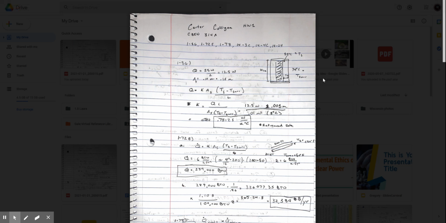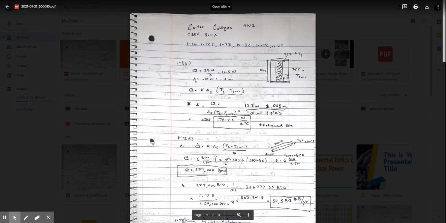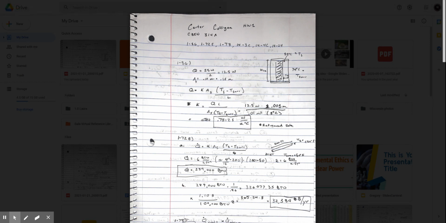In the first problem, you have a heat source that's between two walls, and it wants you to find the thermal conductivity coefficient K. In order to find that, you're going to use the thermal conductivity formula, which is Q equals K times the surface area times the temperature gradient. In this case, they give you the Q, the area of the surface, and the temperature gradient, which is the temperature of the surface of the wall touching the heat minus the temperature of the surrounding wood, divided by the thickness of the wall, which is 0.5 centimeters. From there, you're just going to solve for K.